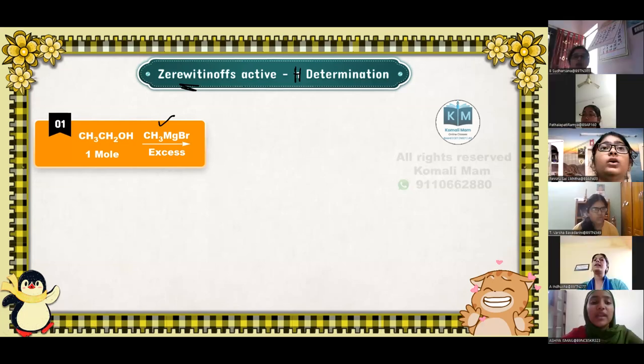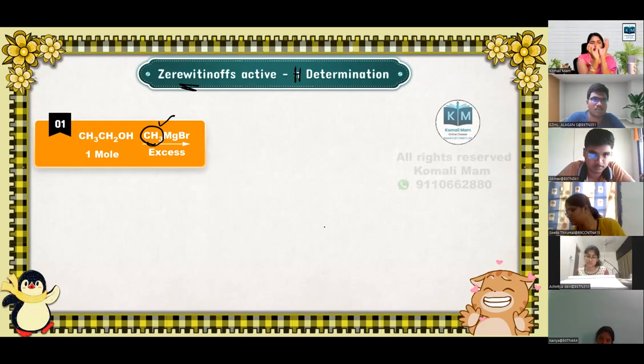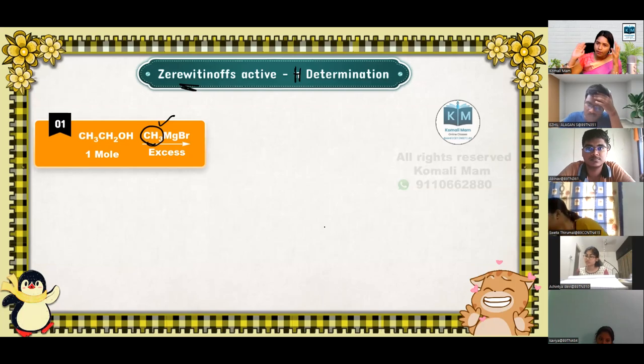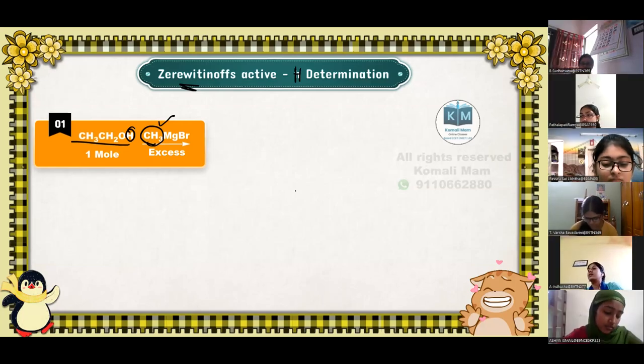Again, repeat. Grignard reagent is a good source of carbon anion. So which carbon anion does it produce? Whatever that R part is there, RMgX, that R part, R minus. Fix in mind R minus. When you see any acidic compound, that H plus only it will take.